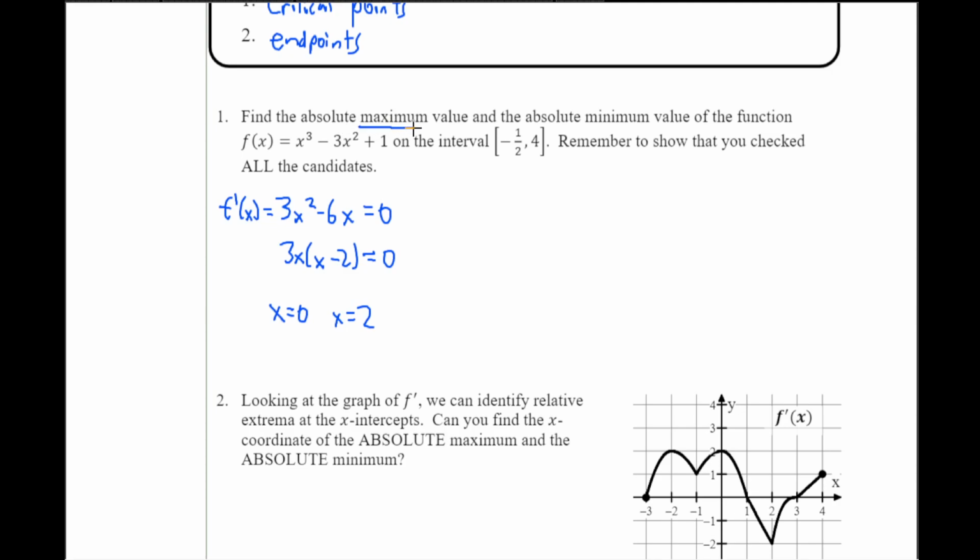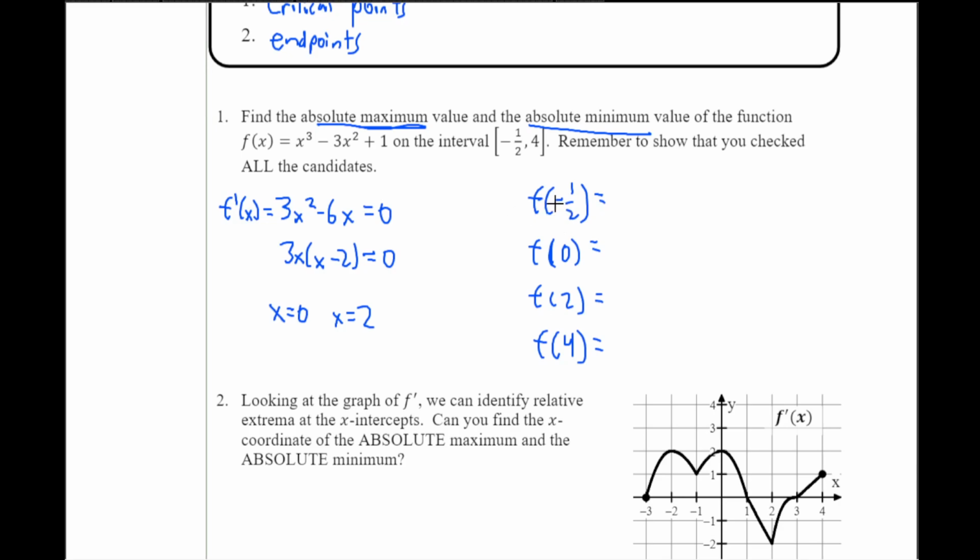We want to find the absolute max and the absolute min, like the output of the original function. So you see we have to test 4 points: the -1/2, the 4, the 0, and the 2. So f of -1/2, that's your beginning endpoint, your last endpoint, f of 4, and you have the two critical points, f of 0 and f of 2. All you do here is plug all these values into your original function. Whatever output is the highest, that's your absolute max.